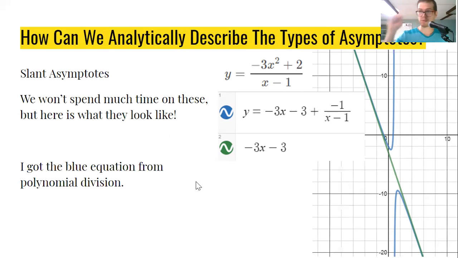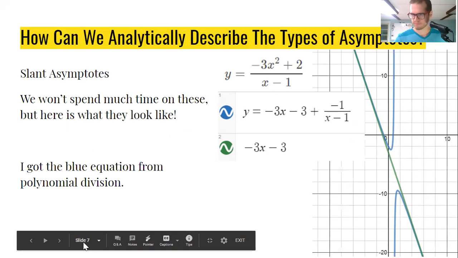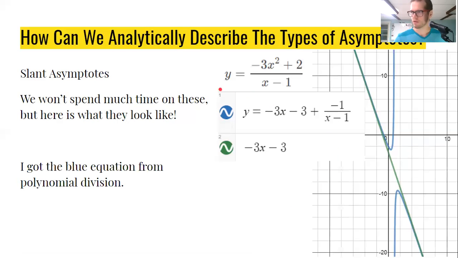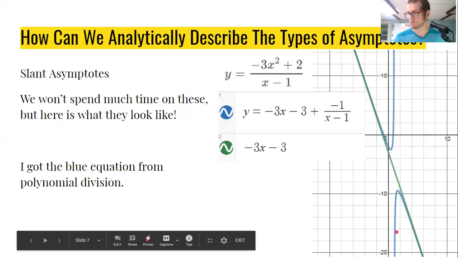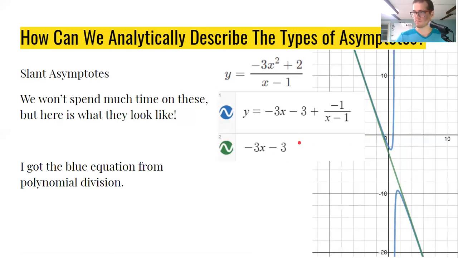I got this blue equation by doing polynomial division on this equation. Oh, hold on, pointer. That would be helpful. I used polynomial division on this problem to get this. Notice I got a remainder over here. That's also why there's a vertical asymptote at x equals 1 here. But the thing to note is that the horizontal, or the oblique, or the slant asymptote here is this negative 3x minus 3. It's the part that's not the remainder. This is the slant asymptote here.